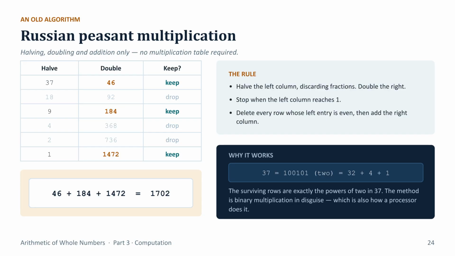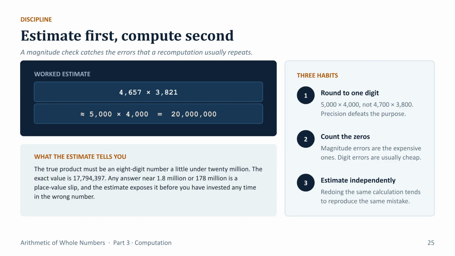Russian peasant multiplication is an ancient and fascinating algorithm. It relies only on halving, doubling, and addition, entirely bypassing the need for a memorized multiplication table. It's essentially binary multiplication in disguise, which is how modern processors perform their work. Always estimate before you compute. By rounding numbers to their leading digits, you can quickly check the magnitude of your result.